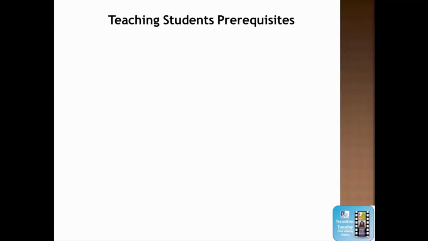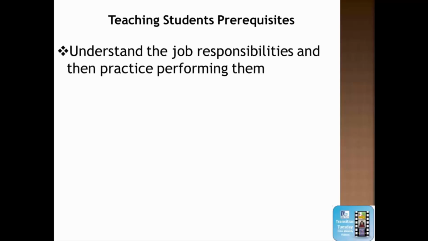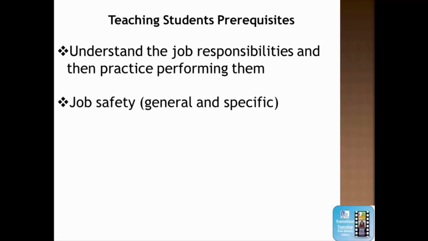The first area of focus is teaching the students prerequisites. They need to understand the job responsibilities and then practice performing them. They need to understand job safety procedures, both general and specific. They need to be able to follow directions. And what I mean by this is following directions can either be verbal, written, or visual, or all three depending on the student's level of functioning.